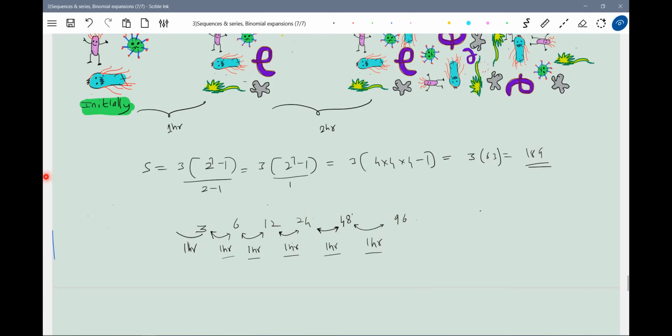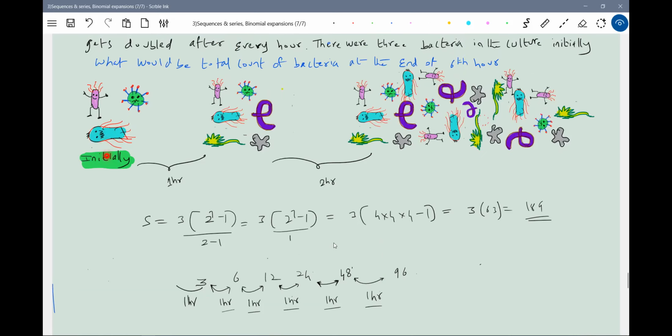Or else go for the geometric progression. The first term is 3. The 6th hour means n equal to 7, you have to take it. Then solve this: 2 to the power of 7 minus 1. Oh, sorry, some mistake happened here. It's 6. Yes, 2 to the power of 6 here. So we'll get this. So what is the total number of bacteria? 189.